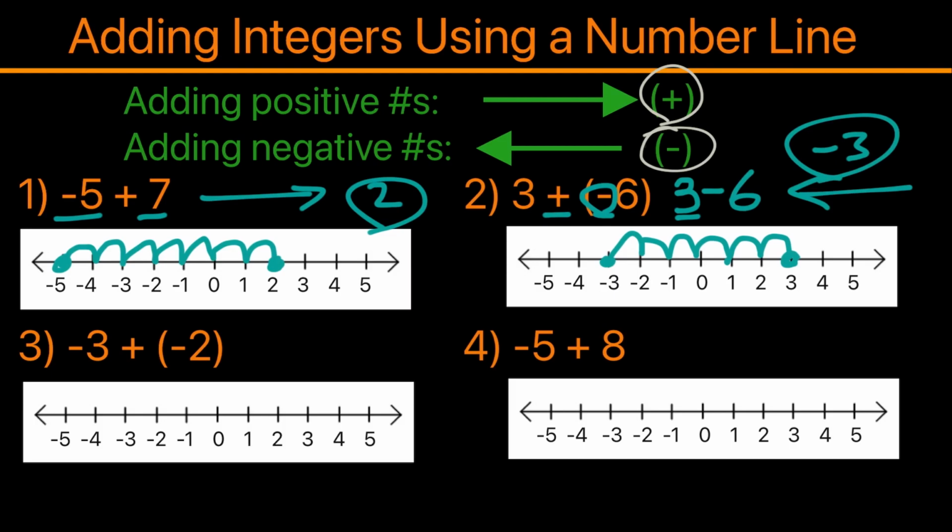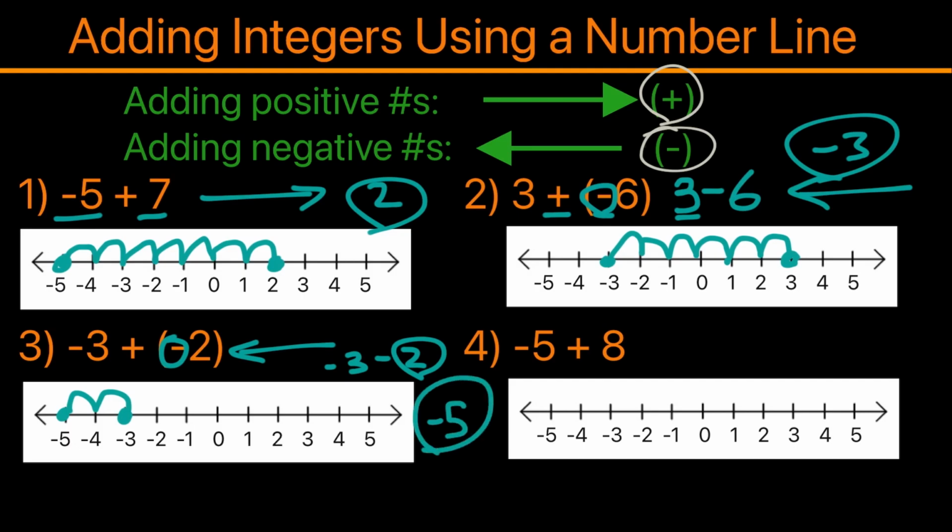For the third example, we have -3 plus -2. Just like the second example, we're adding a negative number. So we're heading toward the left. And this is equivalent to -3 minus 2. So the starting point will be -3. And we're going toward the left 2 spaces. And that's 1, 2. So our answer for this would be -5.